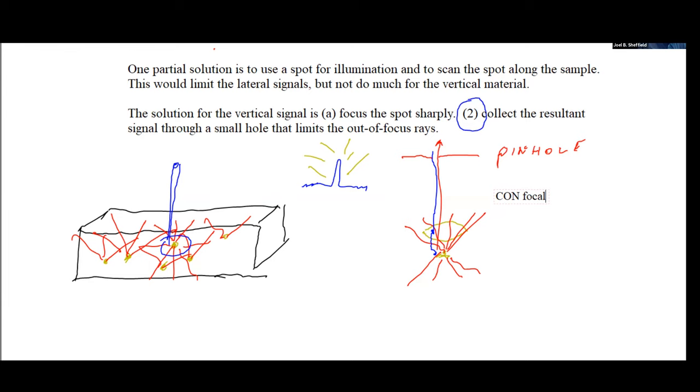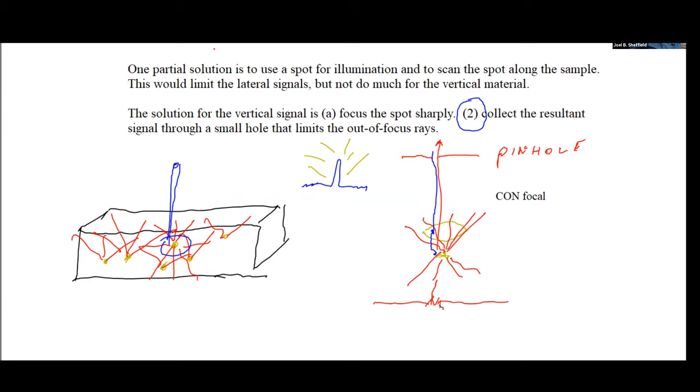You can do the same thing, as it turns out, with transmitted light. You can put a pinhole at the bottom like this and collect only that light that came directly from the middle of the sample. Okay, so the whole idea of this system is to basically eliminate as much as possible of the background light.